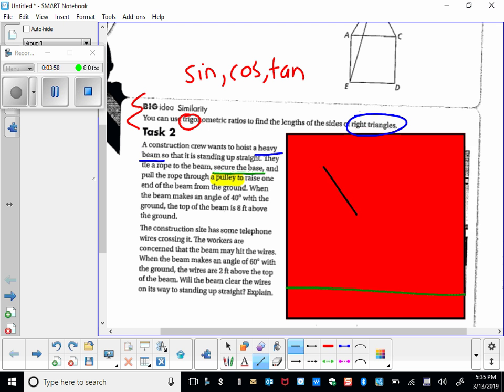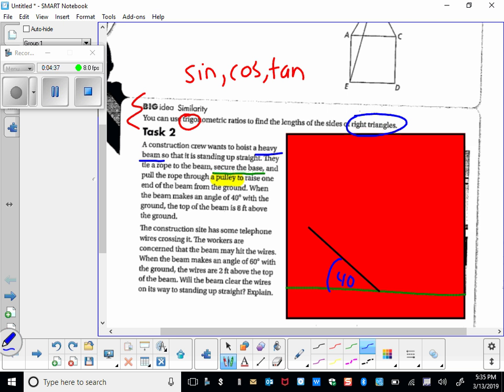So let's say this is my beam. I'm going to move it so that it's attached to the ground. I'm going to make it a little bit shorter. So when it's secured to the ground, the beam can be lifted like this. And what they're saying next is when the beam makes an angle of 40 degrees with the ground, the angle is formed right there with the ground and the beam.